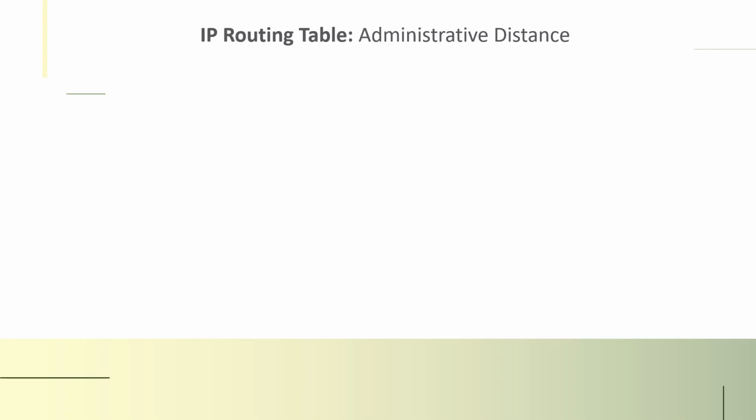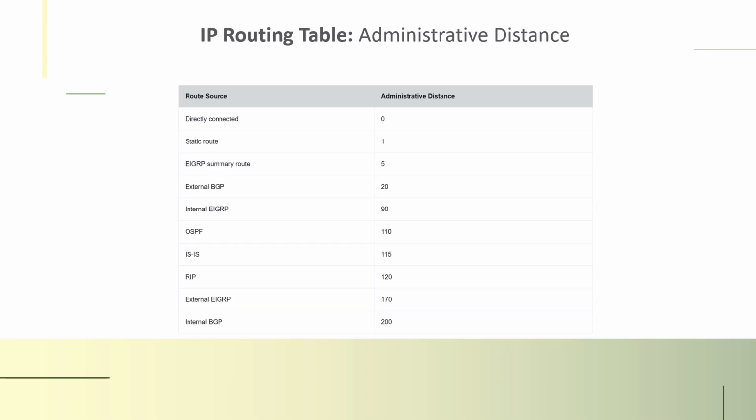And remember that directly connected networks have the lowest administrative distance, 0. Only a directly connected network can have an administrative distance of 0. Here in this table, there is a list of various routing protocols and their associated administrative distances.